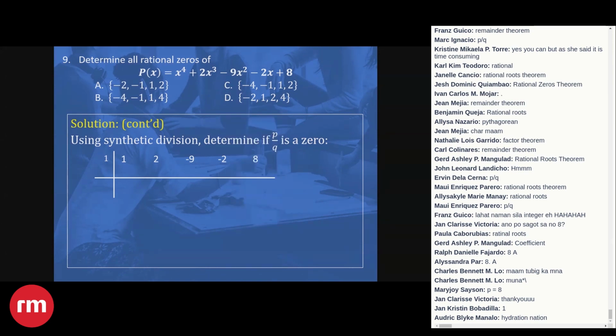Sige nga, paano nyo malalaman kung 0 ang 1? By synthetic division.